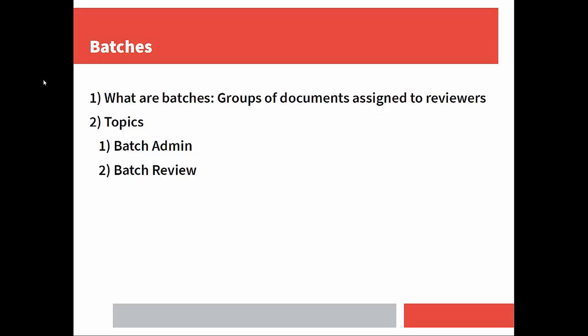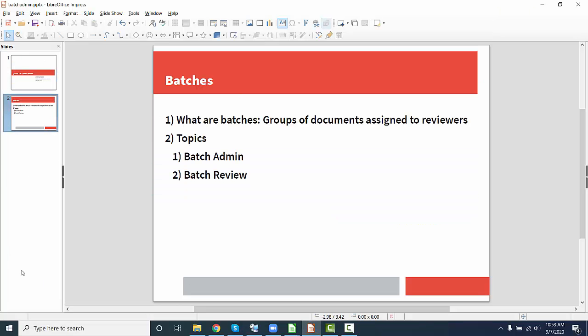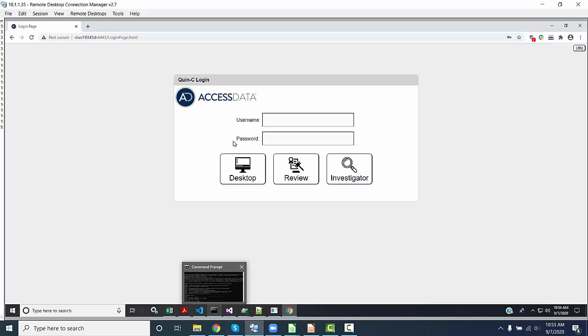I also have a video just on batch review in the event that you want your reviewers to be able to get a sense for how to interact with batches. But in this video, we're going to cover both batch administration and batch review. Batch administration can be done from either the desktop or from the review interface. We're going to spend our whole time in the review interface because batch review can only be done in the review interface. So let's hop into the product and take a look.